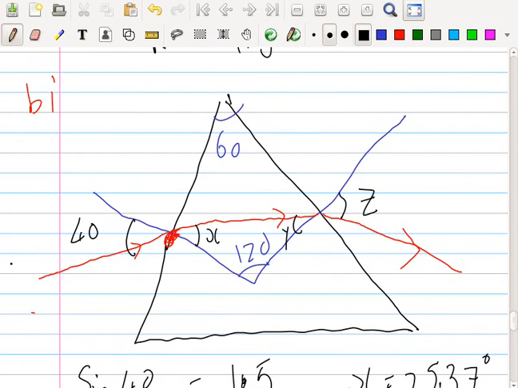Okay, so basically, what's going to happen here, if you go back to the diagram, is you have the two lights, red and violet, that go in here, but when they come out, they would be like this. They would be at two different directions. Here would be red, and here would be violet.